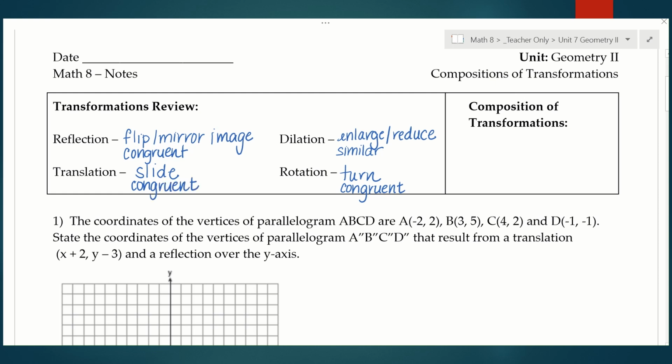Okay, so again, a composition of transformations is really just a sequence of transformations. A sequence meaning more than one.